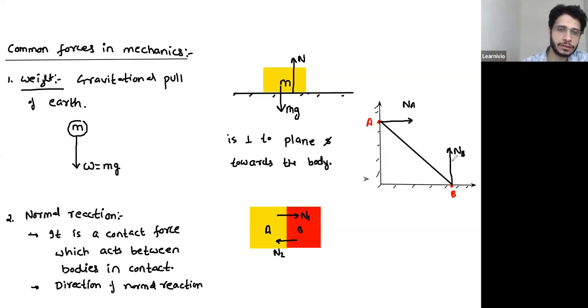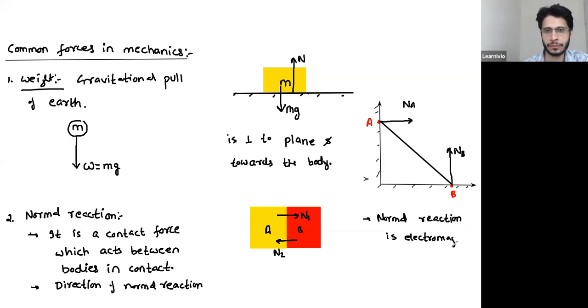So that's about normal reaction. And remember one more thing: normal reaction is an electromagnetic force. There's an electromagnetic force which acts between the molecules, the electrons and protons of the surface and the electrons and protons of the rod. That's the force which is acting in between, the normal reaction. It's basically due to electron and proton interaction.